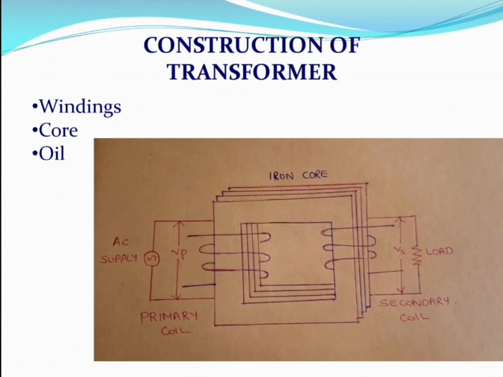and the voltage applied across the primary coil is Vp. Now as a result of the alternating current, what happens? An alternating magnetic flux will be generated. This magnetic flux will induce an alternating EMF in the secondary coil. So the voltage across the secondary coil is indicated by Vs. So from this picture you can see how a transformer looks like. The transformer consists of two windings, primary winding and secondary winding. These windings are wound around an iron core, and the entire arrangement is immersed in oil.